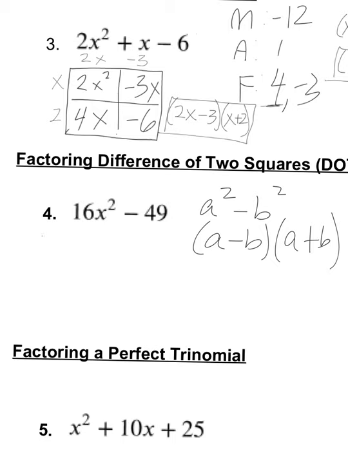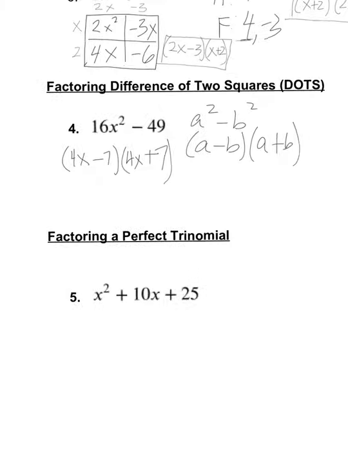So what we can do is write our open parentheses and then take the square root of that, which would be 4x, and put that in both slots there. Then we take the square root of that, which is 7, put it there. One time minus, one time plus, order doesn't matter. And that's all you have to do for factoring difference of two squares.